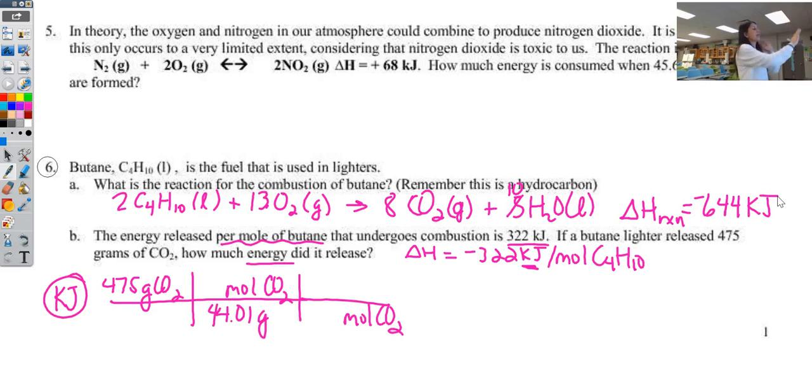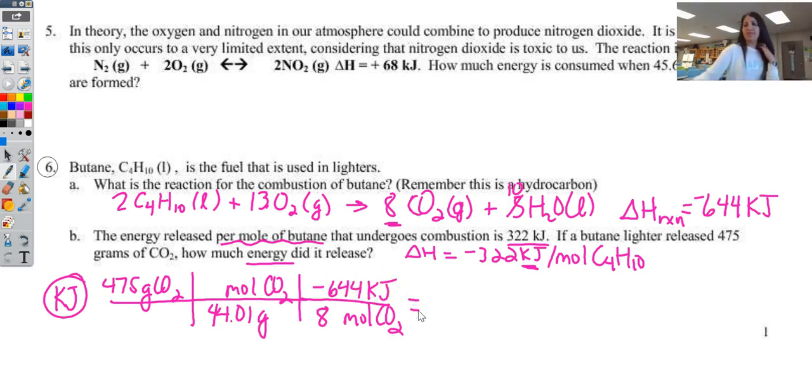So I can leave it that way and say that's my delta H for this reaction, for these reacting with each other and creating those products. So I could use that. Let's use that. Well, if I do, then I'm going to say that for every 8 moles of CO2, it's negative 644 kilojoules.